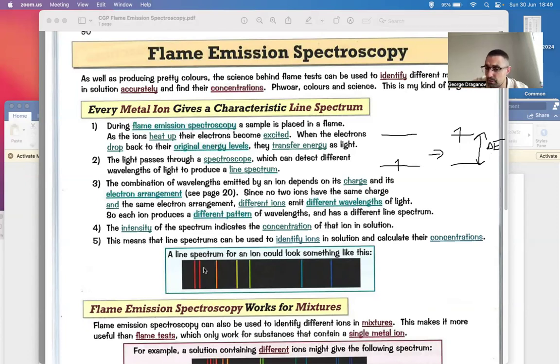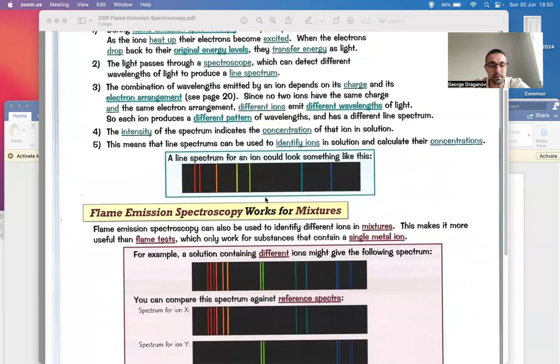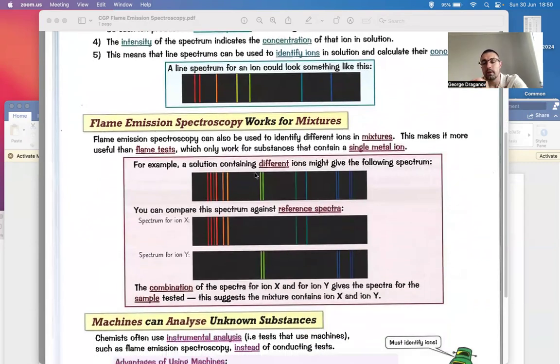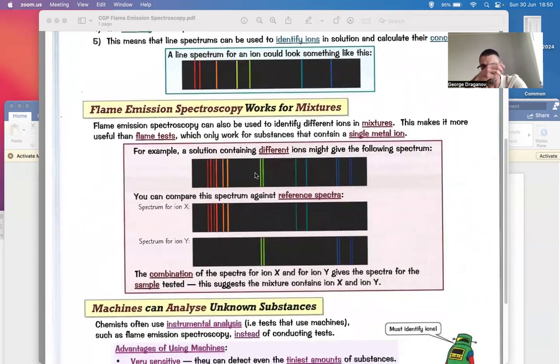The interesting thing about the line spectrum is that it tells you all the colors present in that compound. The intensity of the spectrum, so how intense the color is, will show you the concentration of the ion. So if it's a deep red or a pale red would mean there's less of it. And you can use these to identify ions and calculate their concentrations. But that's not really going to be the focus of GCSE questions. GCSE questions will focus on this. Can often come as a multiple choice question.